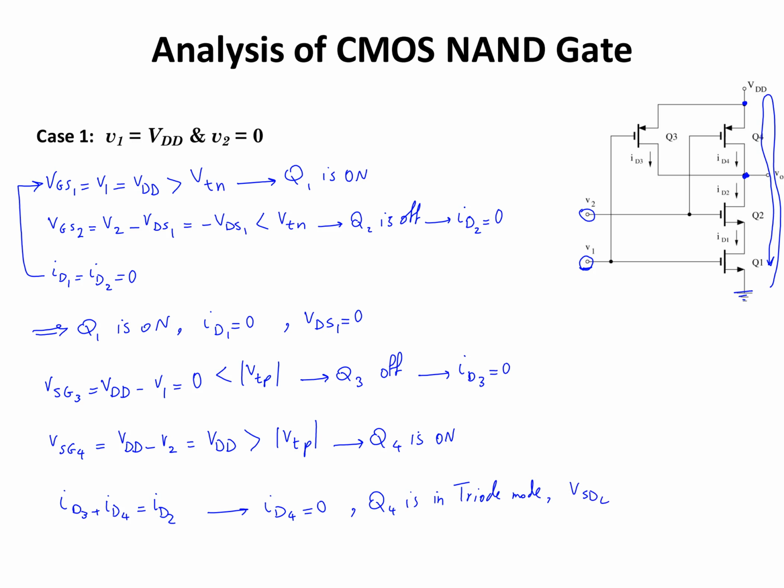VSD of transistor 4 is going to be equal to 0. So I know that my output voltage is going to be equal to VDD minus VSD of transistor 4, which is equal to VDD. So when one of the inputs is high and the other one is low, the output is going to be high.